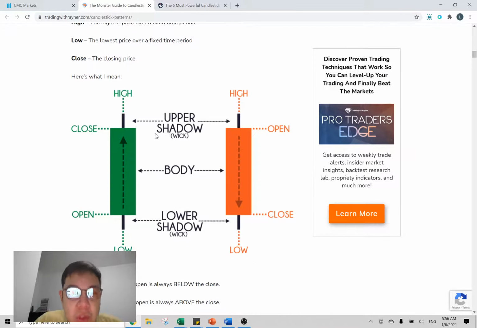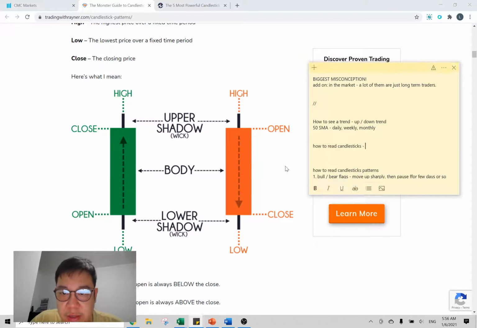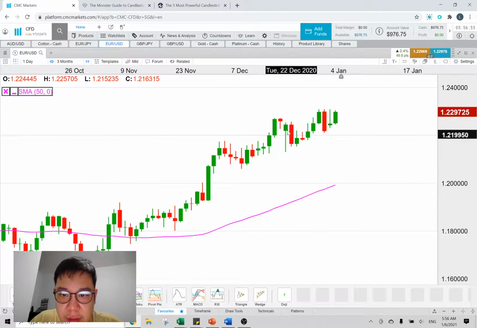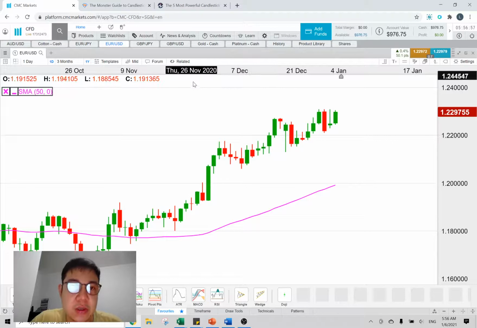Okay, so some basics. A green bar means that day was an up day. If it's a red bar, it's a down day. So basically, this is an up day, this is an up day, this is a down day, this is up, down, up, down, up, down, up, up. Okay, so you get the idea.